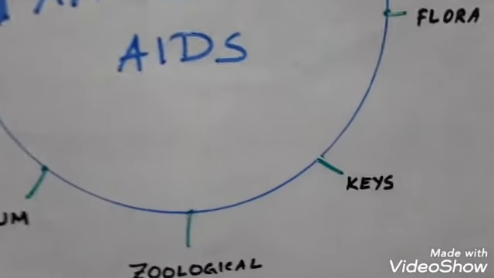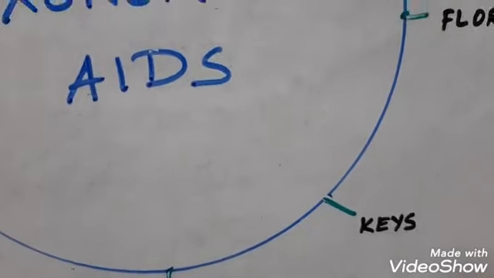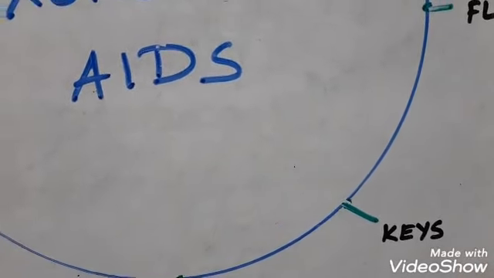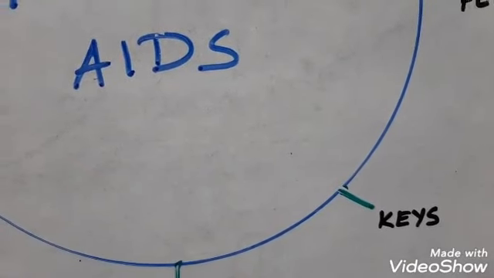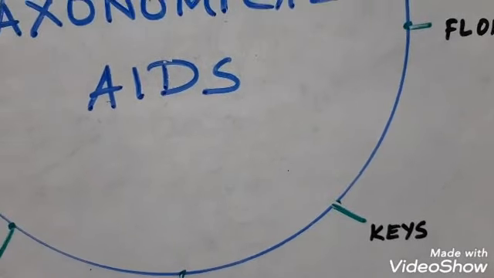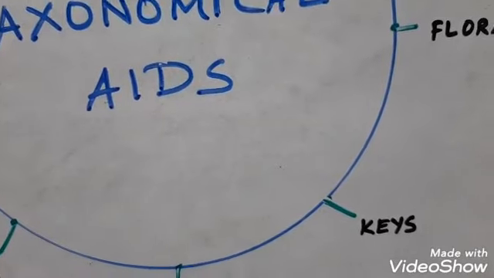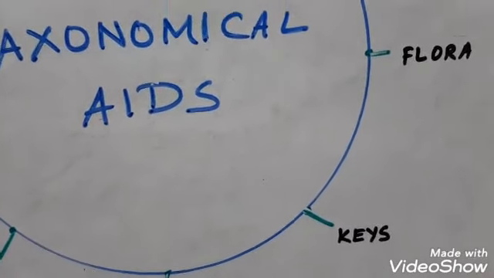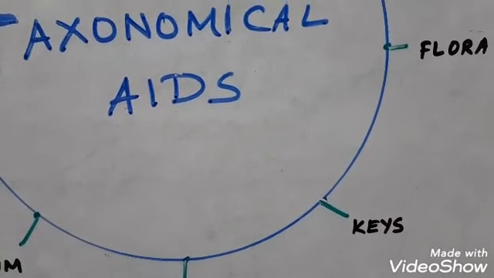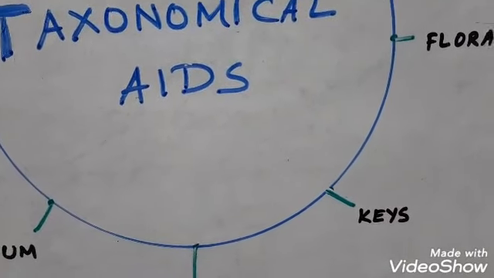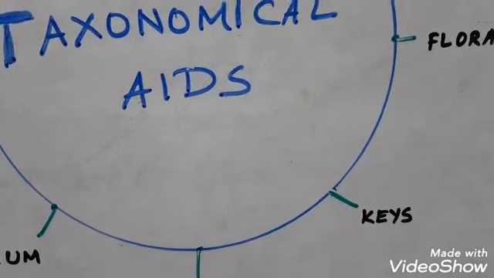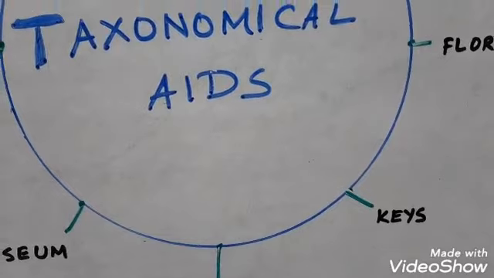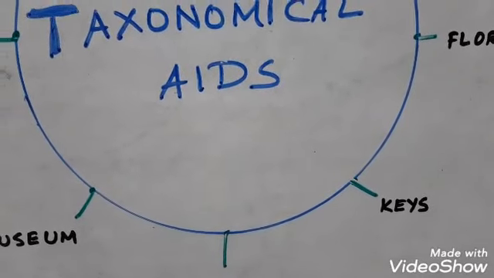Next comes the keys. Now, a key is also a taxonomical aid which is used for identification of plants and animals based on their similarities and dissimilarities. So what does it mean? It means it is a taxonomical aid which is used to identify a particular plant or an animal based on the similarities present and the dissimilarities present in them.